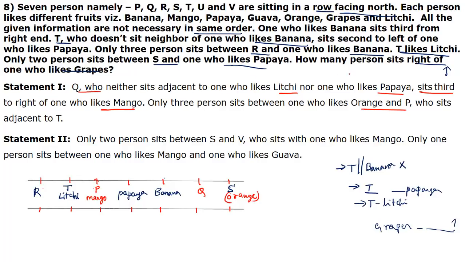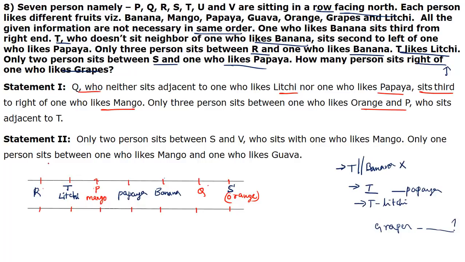So now what is the question? How many persons sit to the right of the one who likes grapes? So grapes right, how many persons should be sitting? We need to find that out. But then we don't know where grapes is. Grapes can be at this place or grapes can be at this place. There are 2 possibilities. So that is why we cannot put this information.